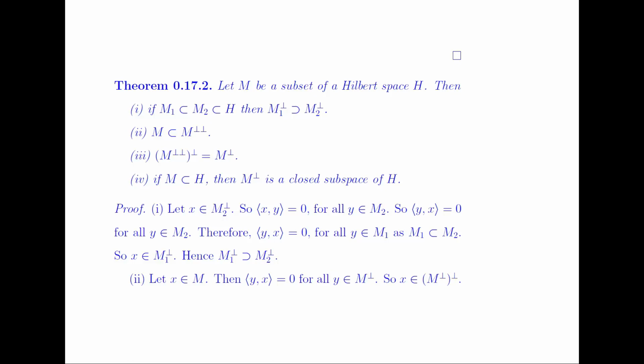And if we consider any element y in M2, then because x belongs to the orthogonal complement of M2, the inner product of x comma y is equal to 0. And so we can also say that the inner product of y comma x is equal to 0 for all y belongs to M2. So therefore the inner product of y comma x is equal to 0 for all y belongs to M1, because M1 is a subset of M2. So x belongs to the orthogonal complement of M1. Hence the orthogonal complement of M1 is a superset of the orthogonal complement of M2.